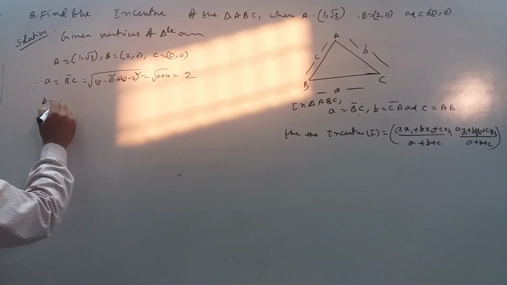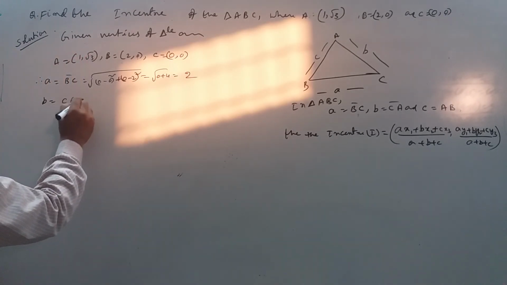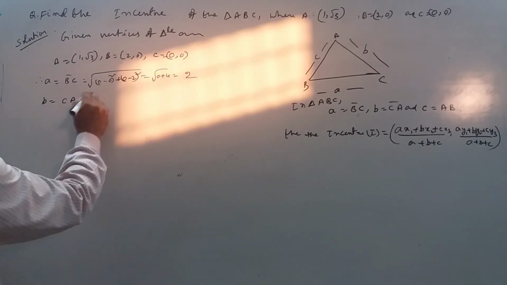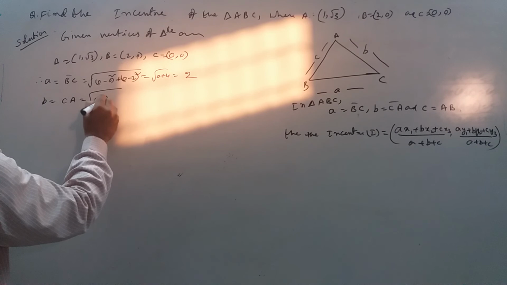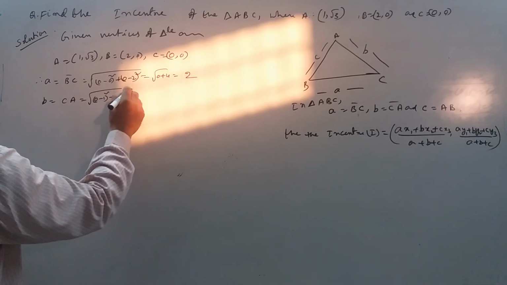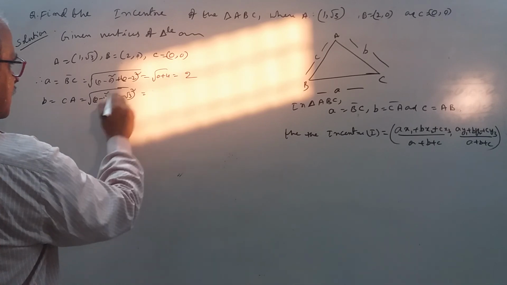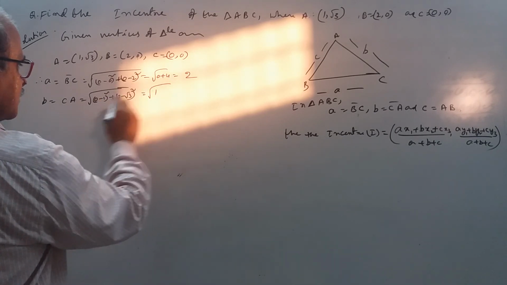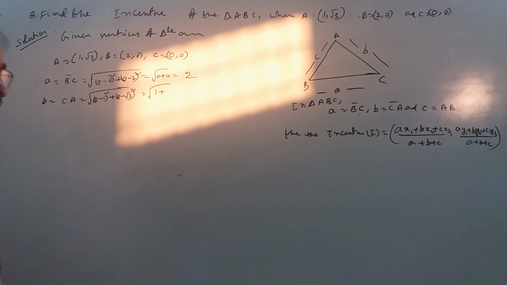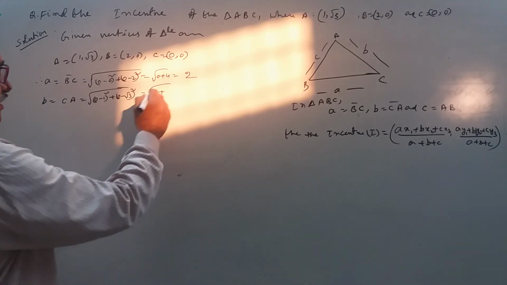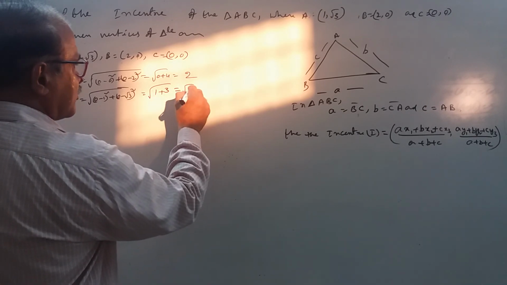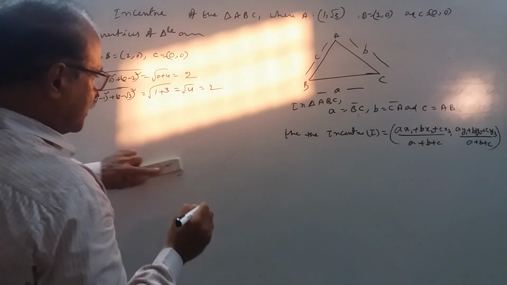Similarly, small b is equal to CA or AC. By taking these two, that means root of (0 minus 1) whole square plus (0 minus root 3) whole square, that is (0 minus 1) whole square is 1, plus (0 minus root 3) is minus root 3, whole square is 3, that is 1 plus 3 is 4, root 4 is 2.